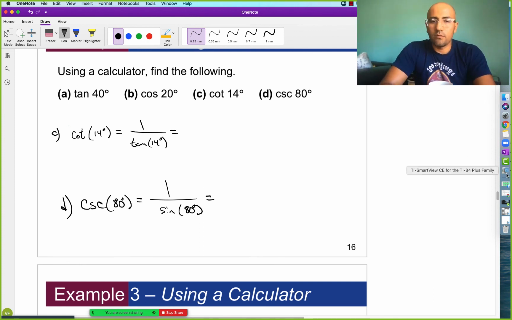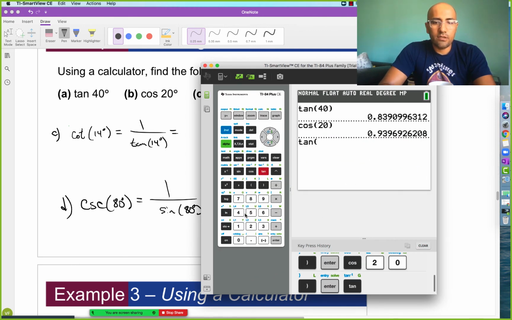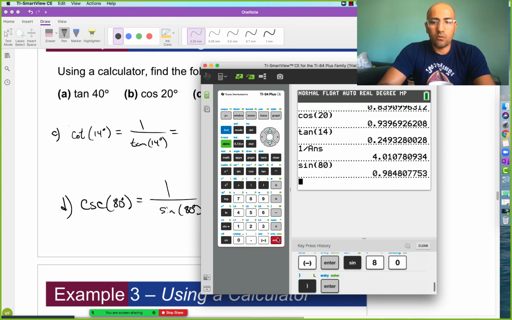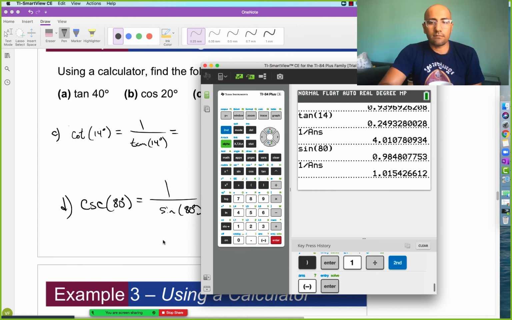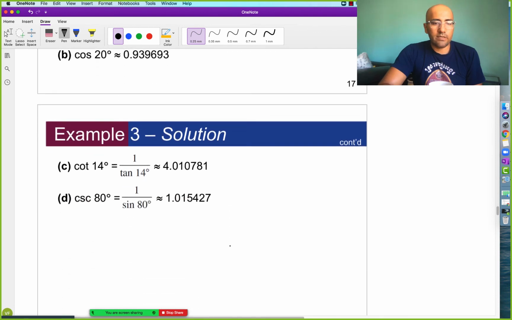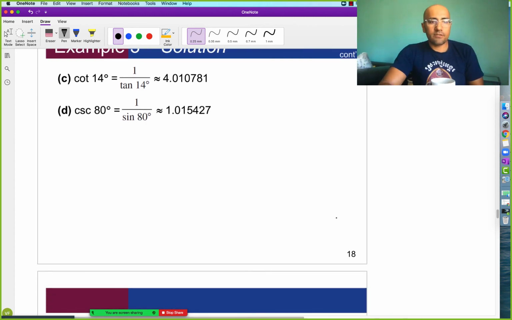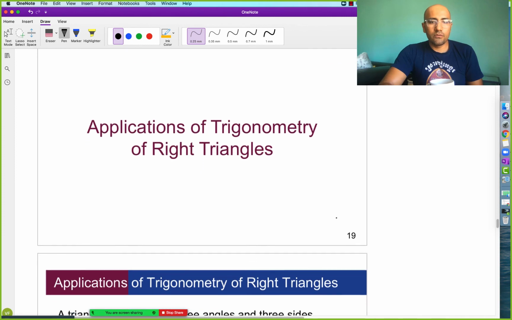Okay, so tangent of 14 degrees gets me that decimal, and then 1 divided by that decimal gets me a little bit over 4 for part C. And then sine of 80 degrees is equal to that, and then 1 divided by that previous answer is going to give me the 1.015. Good. And let's make sure that that matches with these answers. So that's how we get that. Any questions?